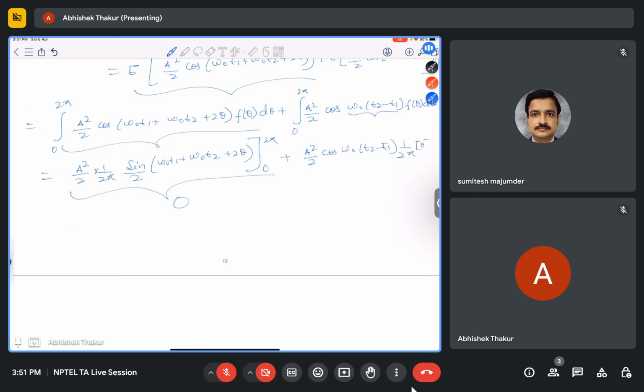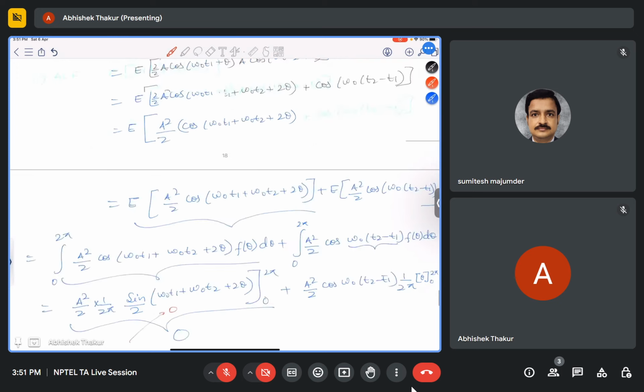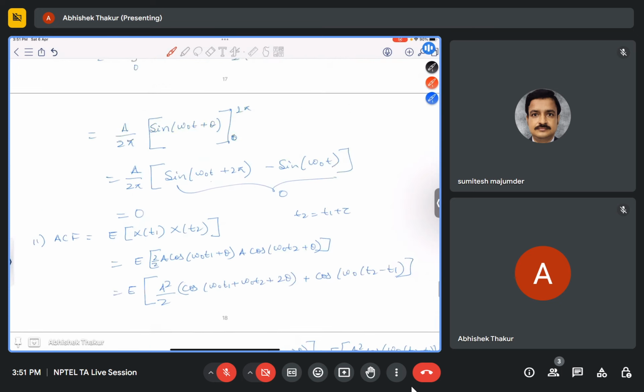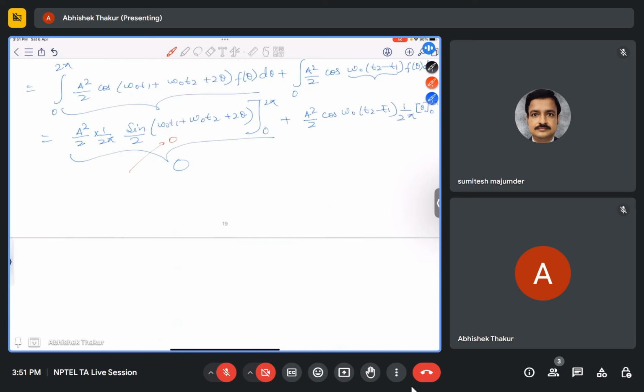The integral will be theta, from 0 to 2 pi. We already saw that the first term will become 0, since sin(omega naught t plus theta) from 0 to 2 pi is 0. Here it is a sine function, which is periodic, so it will become 0. Now for the second term, this will become a square by 2 cos(omega naught (t2 minus t1)) times 1 by 2 pi into 2 pi. So this will become 1.